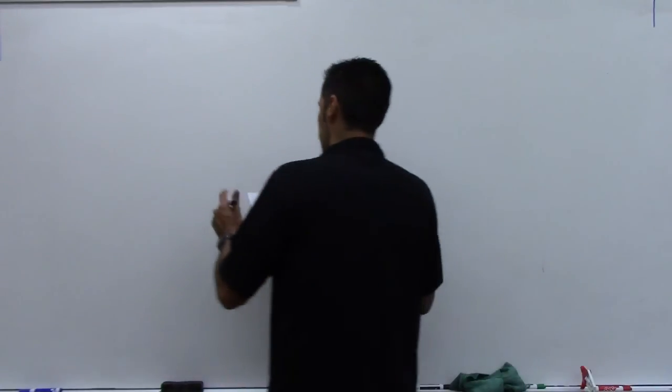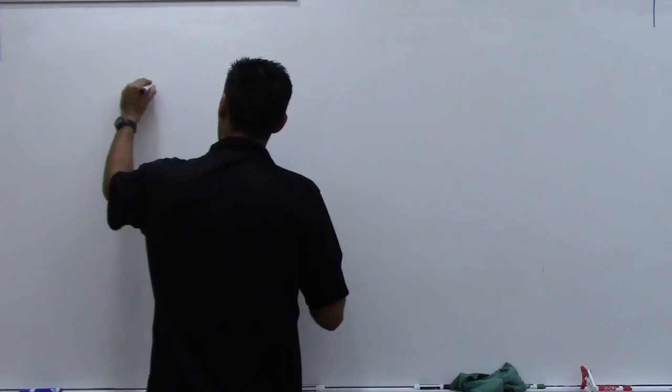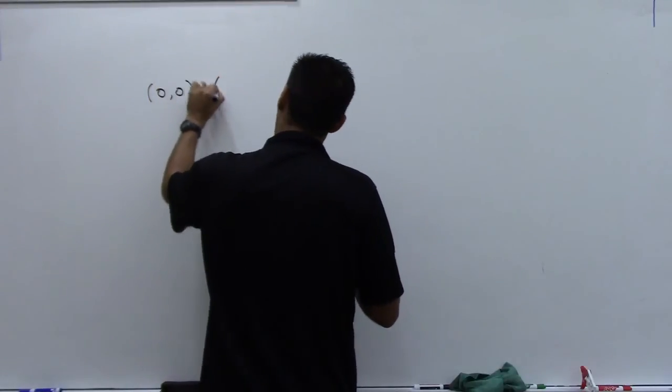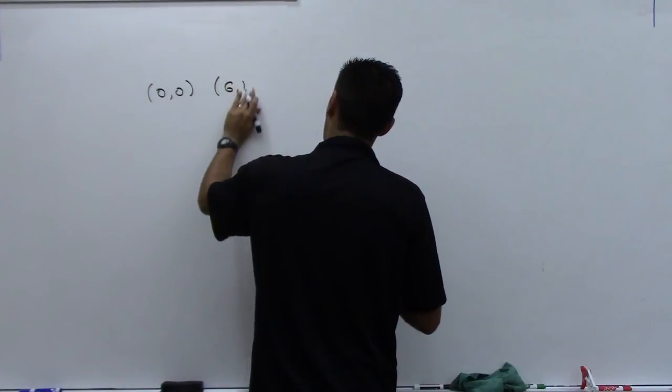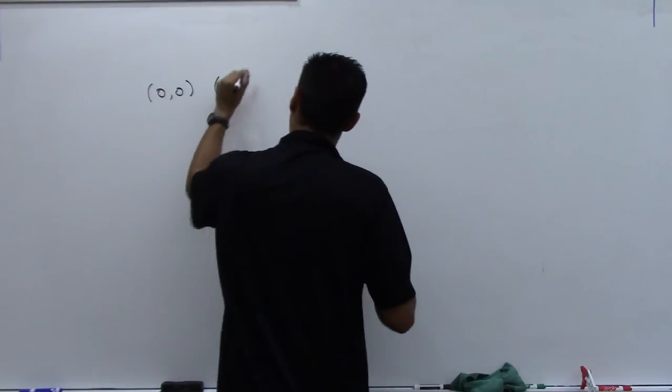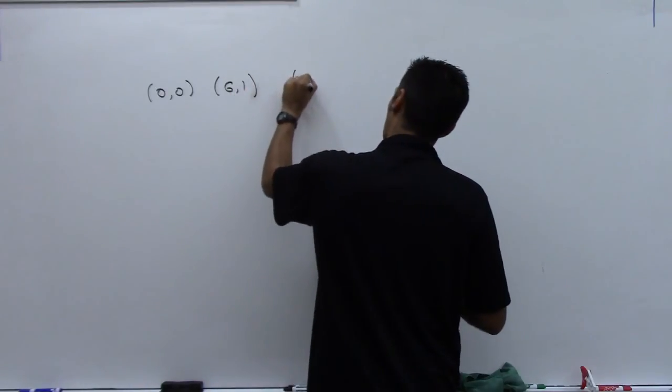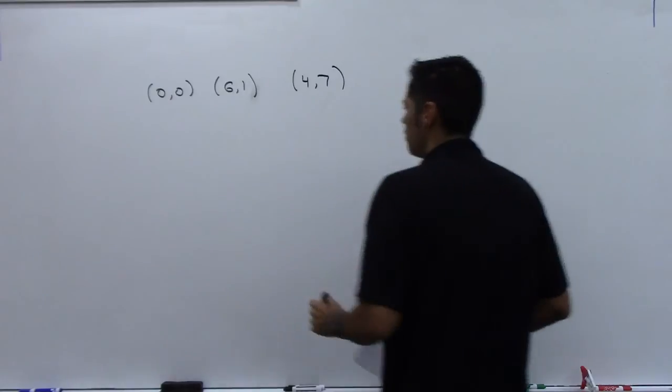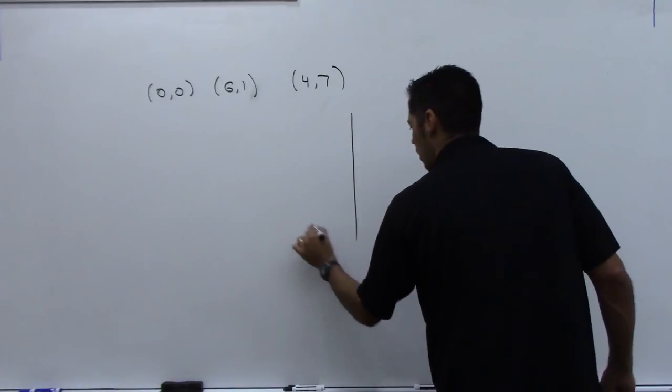It says, find the area of the triangle with these vertices. And it says, use calculus to do it. So you have a triangle, those are the vertices. So let me go ahead and graph this.